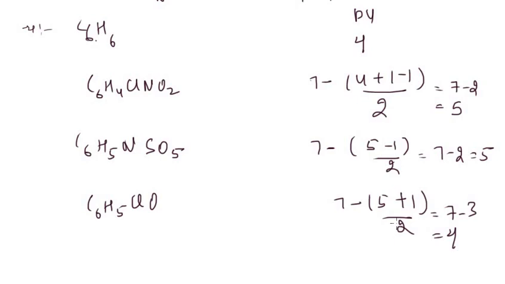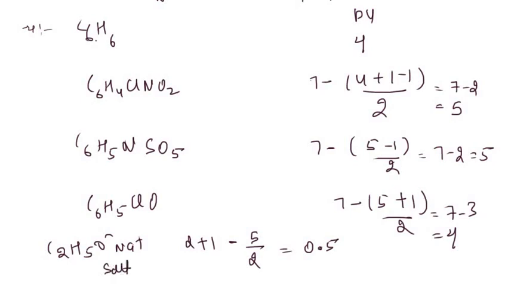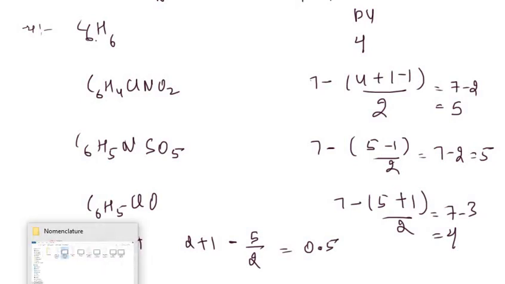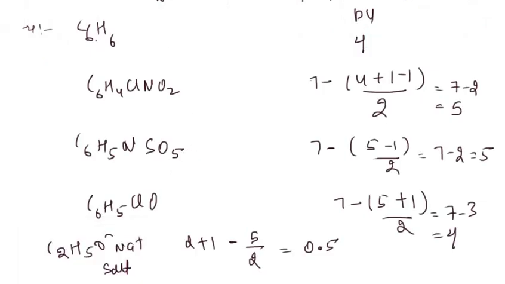Now, degree of unsaturation of a salt. C2H5O minus Na plus. It's fractional. Like 2 carbon plus 1 minus 5 hydrogen divided by 2. It is 0.5. So this is a salt and the degree of unsaturation is fractional for them.